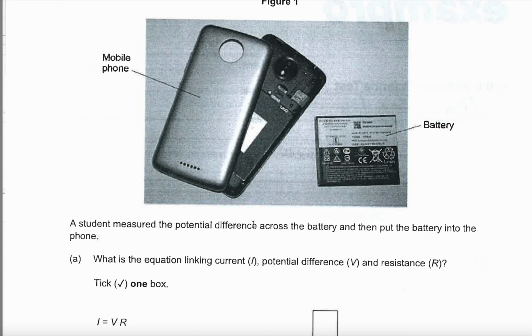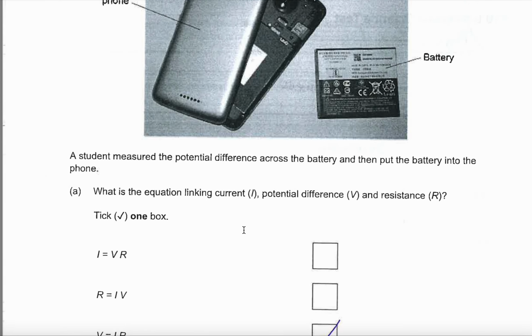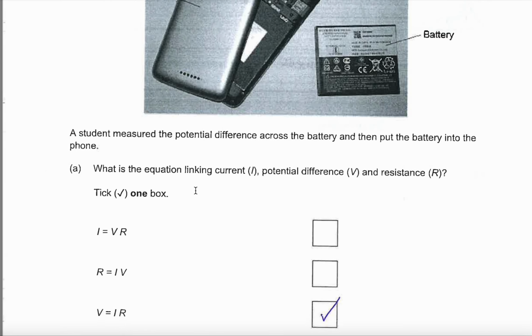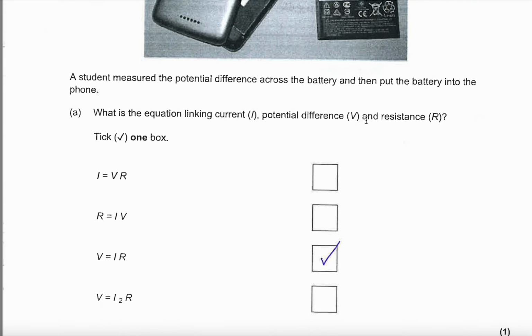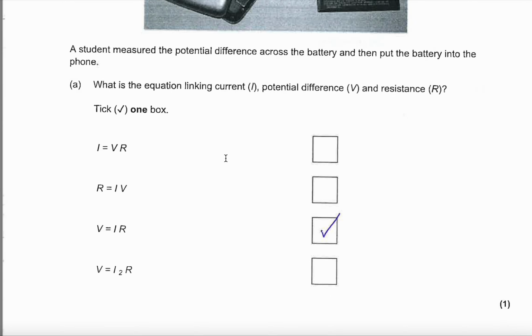The student measured the potential difference across the battery and then put the battery into the phone. You have to decide what is the equation linking current, potential difference, which is V, and resistance R. So you've got to just know the equations. This is a knowledge question. The only correct combination is V equals IR. That's the only correct response. So that's a very simple 1-mark question, and V equals IR is the only way to get the first mark.